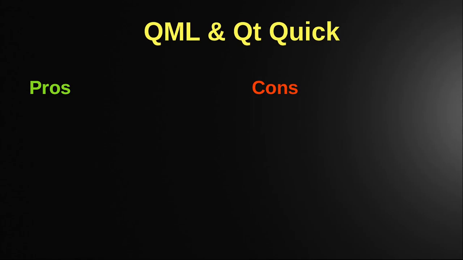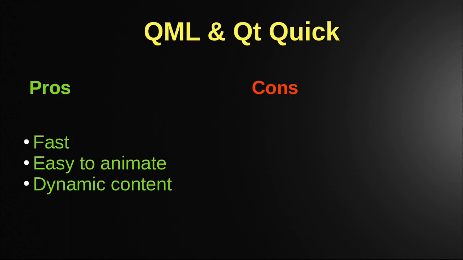Now let's take a look at QML and Qt Quick in terms of pros and cons. Well, it's fast. Really, really fast. I mean, graphics-wise, it's blistering fast. It's easy to animate, and I mean ridiculously easy to animate. You have a bunch of examples built right into Qt Creator at your fingertips. It has dynamic content, as you saw.